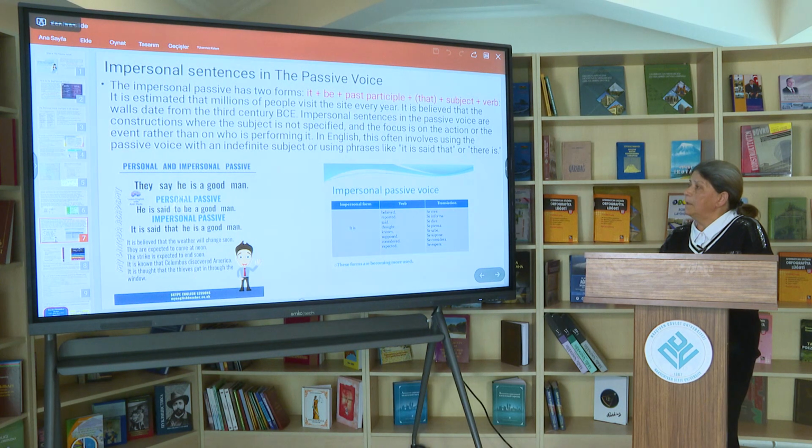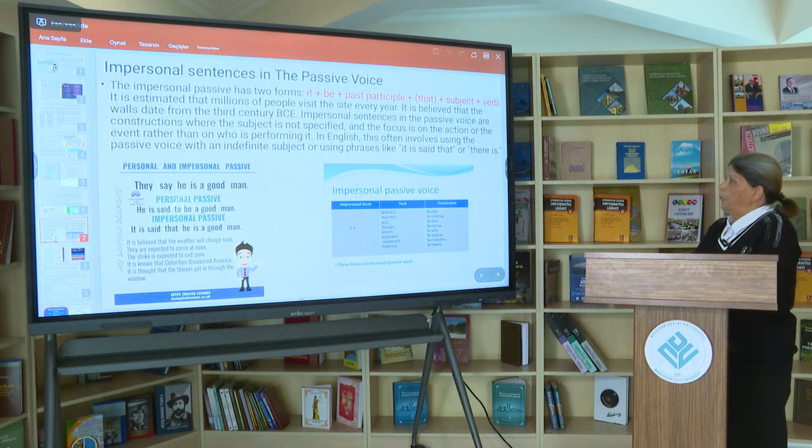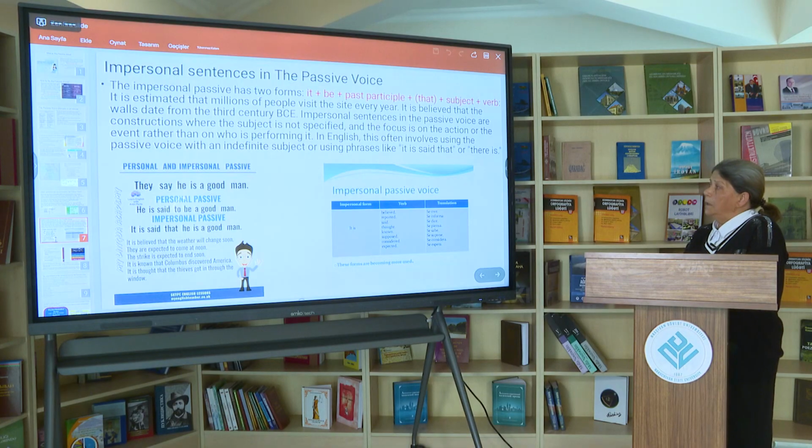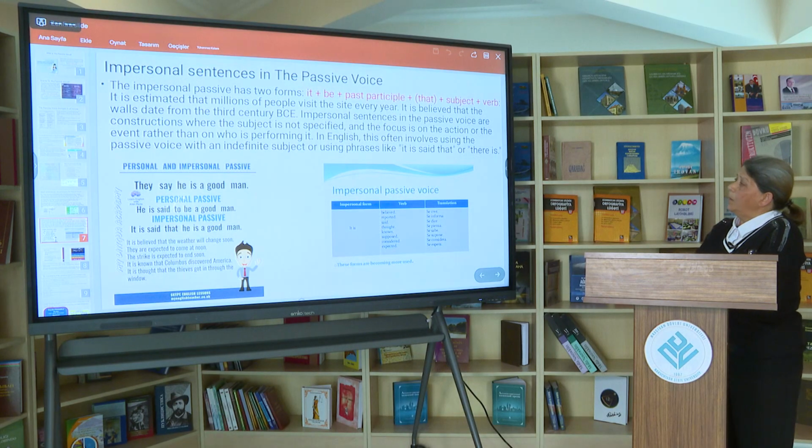Except personal passive sentences, there are impersonal passive sentences, and I think it is a bit complicated. That's why we have to be a bit careful. The impersonal passive has two forms. It can be either it plus be plus participle or subject plus verb. It is estimated that millions of people visit the site every year. That is the first one: it plus be plus past participle. The second is millions of people are believed to visit the site every year.